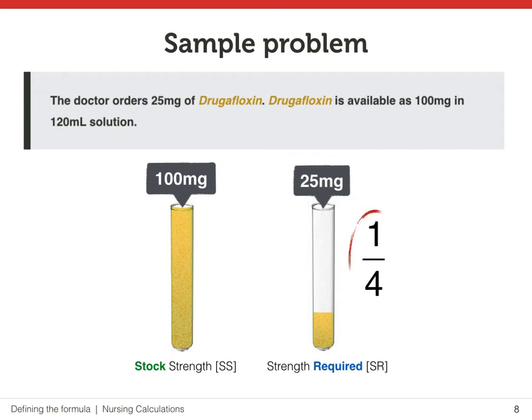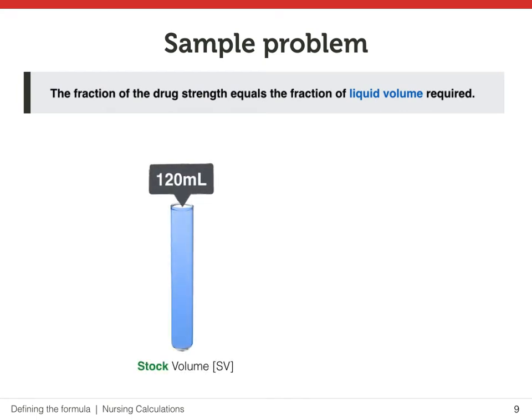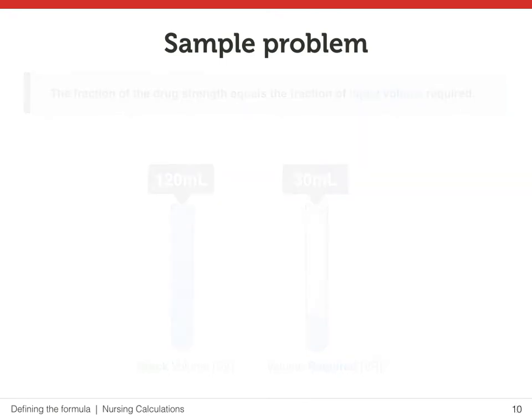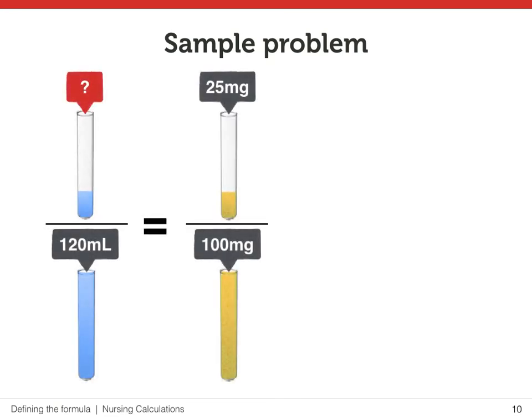We need 1/4 of the available solution. So, consequently, we only need 1/4 of the liquid that it comes in. 1/4 of 120 ml is 30 ml. Let's demonstrate this. So, the fraction of the drug needed out of what is available is the same as the fraction of the volume needed out of what is available.